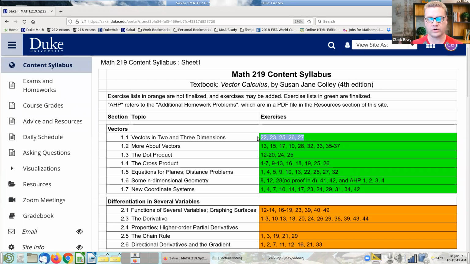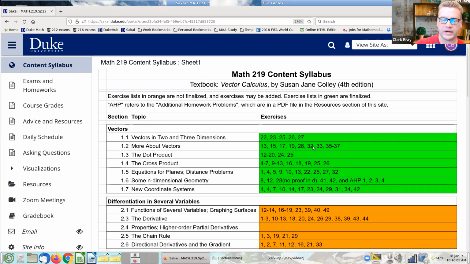It's a good idea to work on those as soon as we finish them in class, because the earlier you do the homeworks, the earlier you will get a thorough understanding of the material, and then the easier it will be to follow along with the classwork that's going to depend, of course, on that.